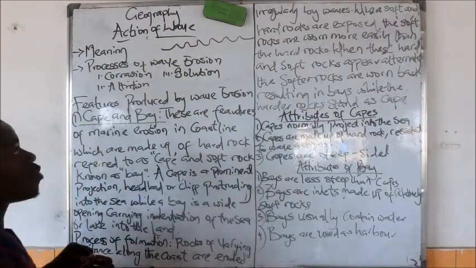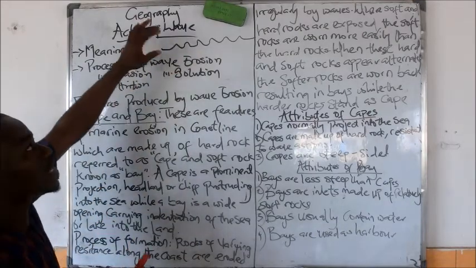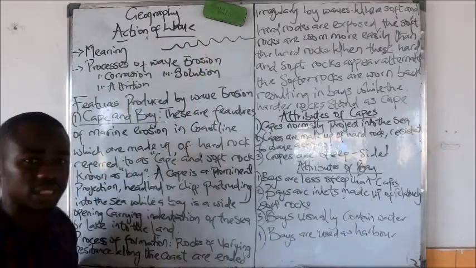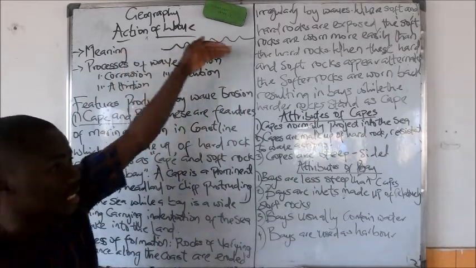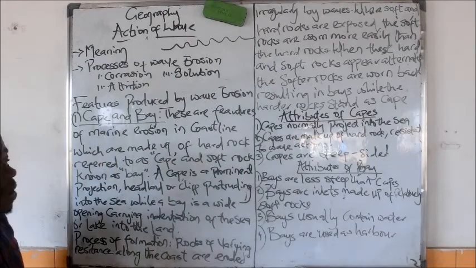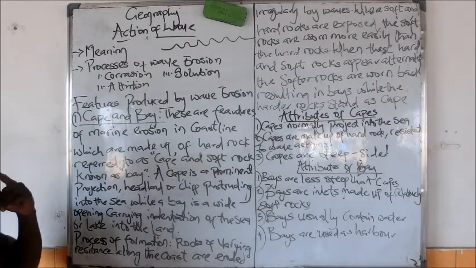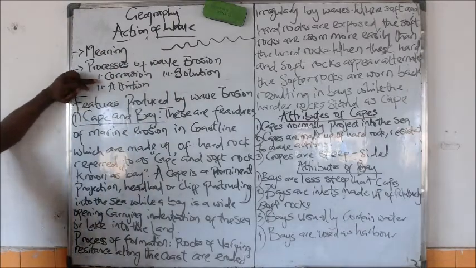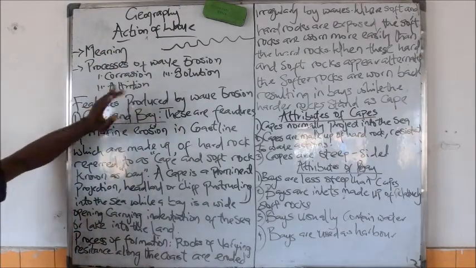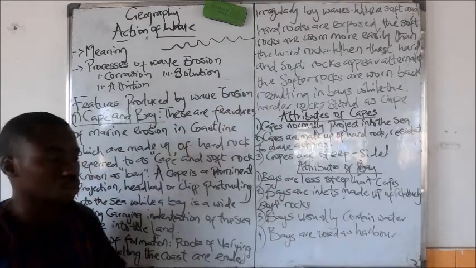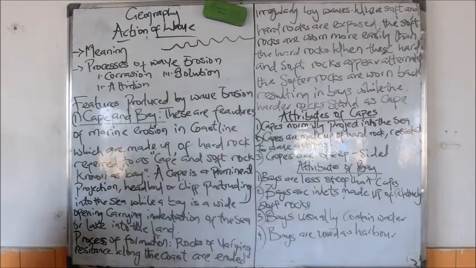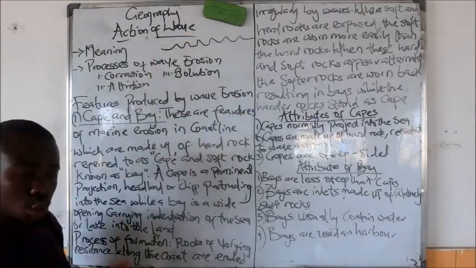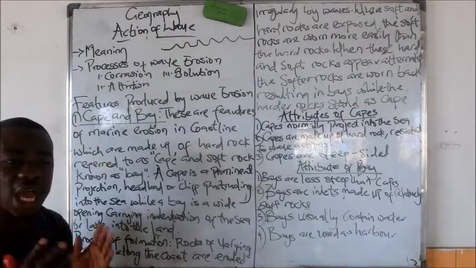Now when this occurs, there are different things that are happening when wave is in action. Among the things that happen when wave is in action are these. We have what we call corrasion, we have what we call attrition, and we have what we call solution. So normally when wave is in action, it usually causes what we call erosion.